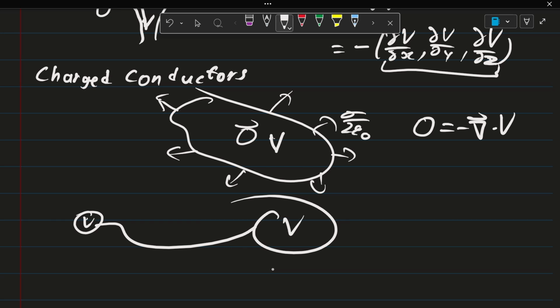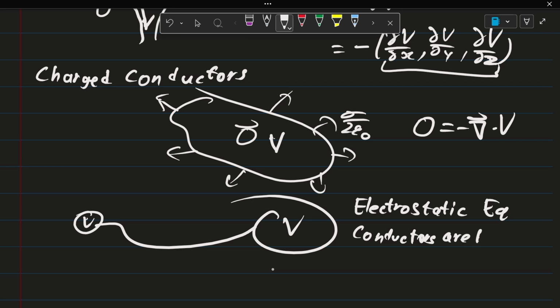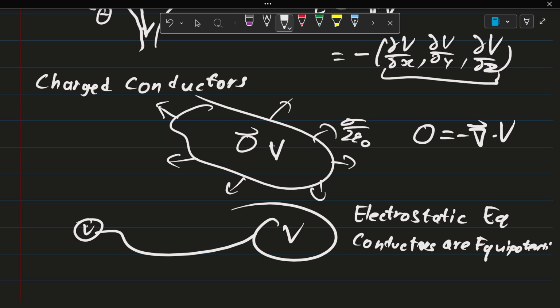So pretty much you could define what electrostatic equilibrium is by only taking the definition from this charged conductor. Electrostatic equilibrium literally means that conductors are equipotentials. Equipotential. So that's the definition of electrostatic equilibrium.